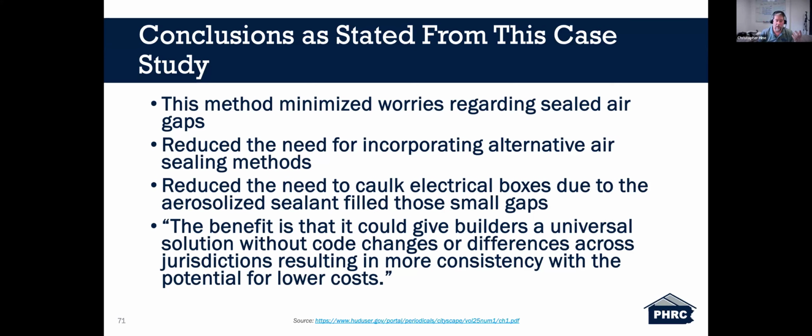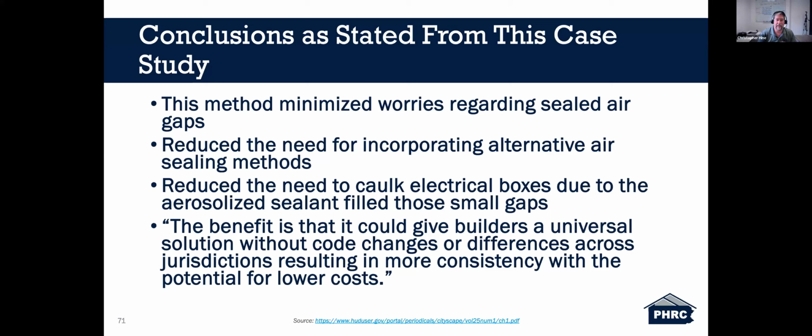So when looking at the cost aspect, if you install your typical area separation wall and do your air sealing techniques without going extremely above and beyond, you don't have to pay for those above and beyond air sealing techniques. This system, looking at the financial aspect, reduced the need for incorporating them, so you could save money on having somebody install them. However, you are then spending money on this alternative method. It reduced the need to caulk electrical boxes due to the aerosolized sealant filling those small gaps.